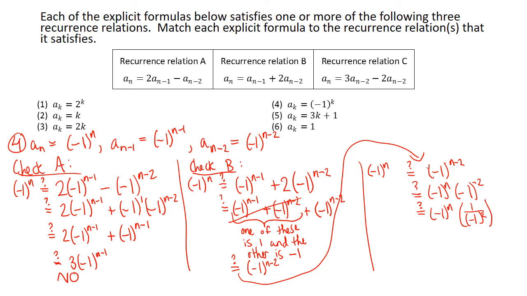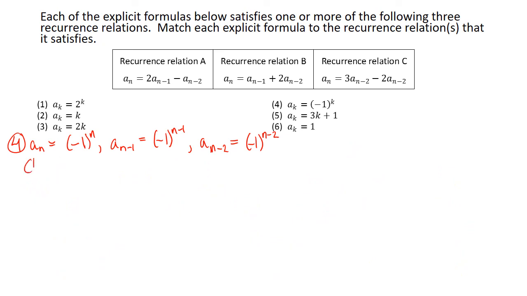And then that is just 1. So this part right here is just 1, so that's going to cancel. And then this will just be -1 to the n. Maybe that's a better way to show it. So this is actually going to be a yes. And then I will do C on the next slide. So now let's check C.